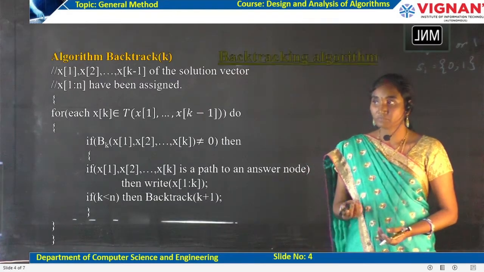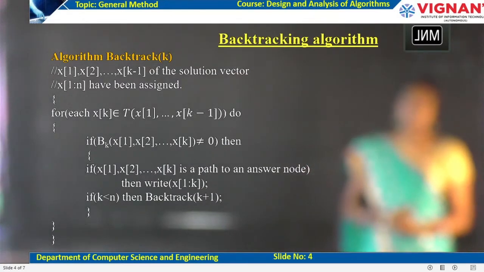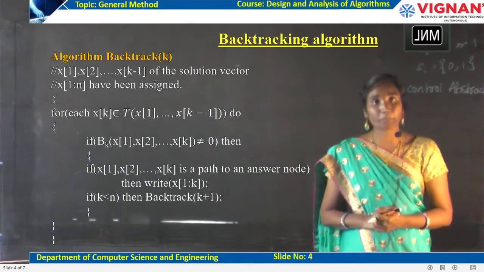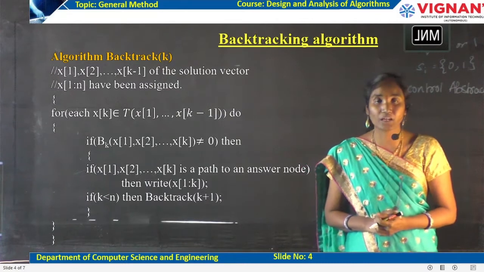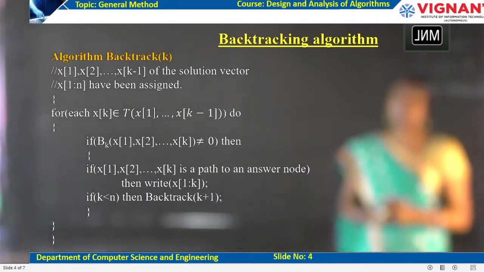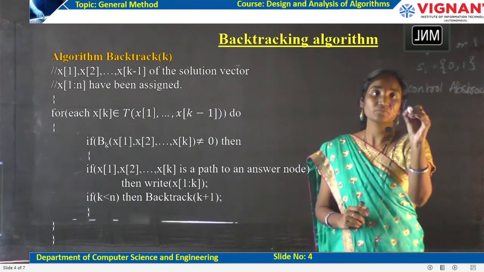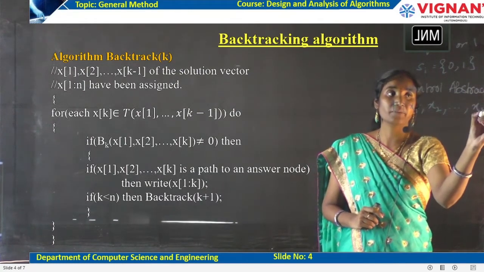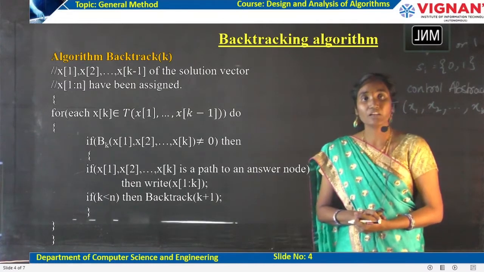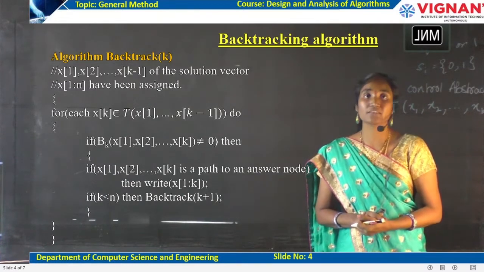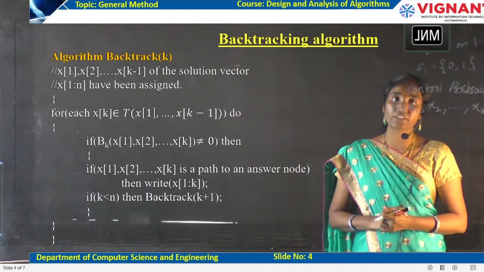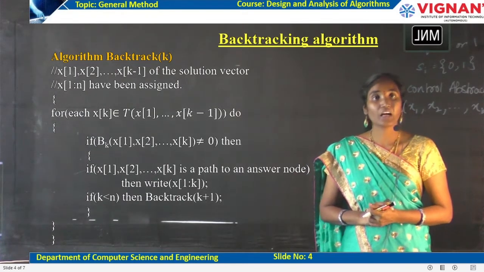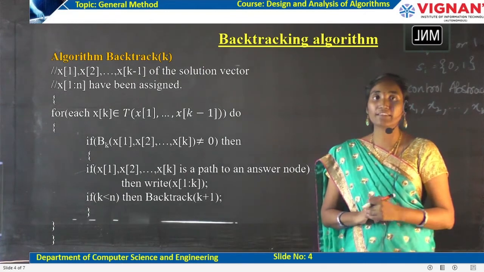Coming to the backtracking algorithm, or control abstraction. Here we are going to represent our solution in terms of a state space tree, which is T of x1, x2 and so on xk. This is my solution state space tree, and here xi represents a tuple value that depends upon the given problem instance.